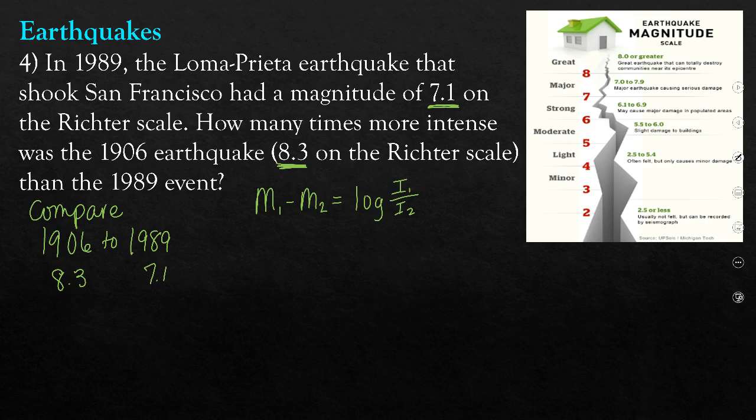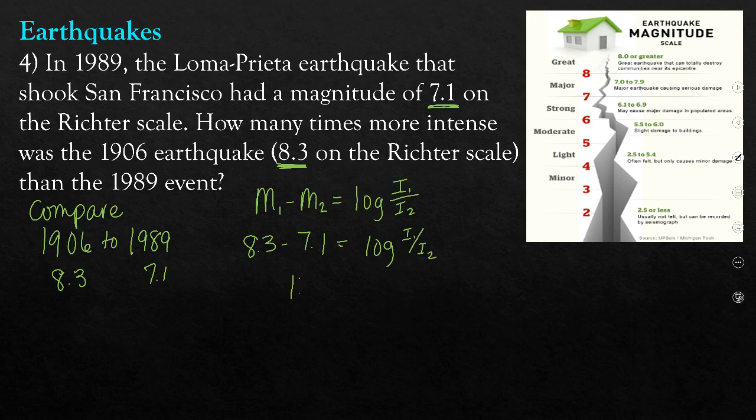We're just going to substitute in all the info that we know. Plug and chug. Here we go. So the first one is an 8.3. The second earthquake was a 7.1. And then we're going to have log of the ratio of the intensities.